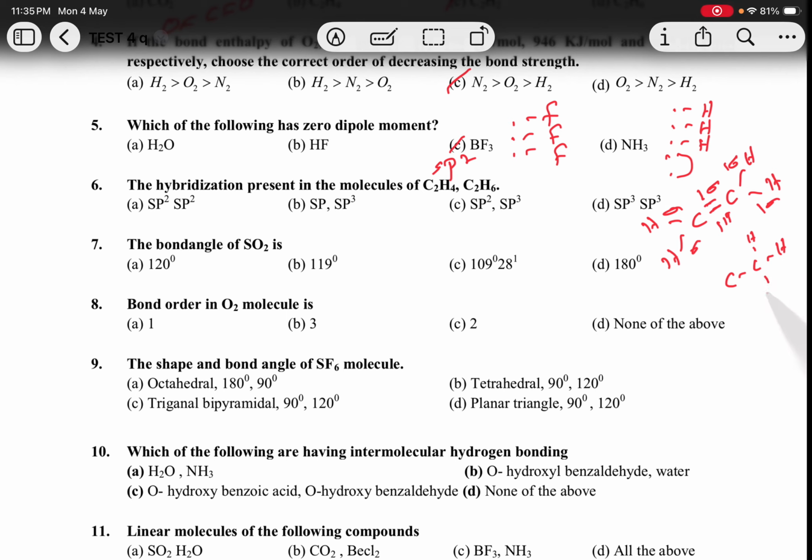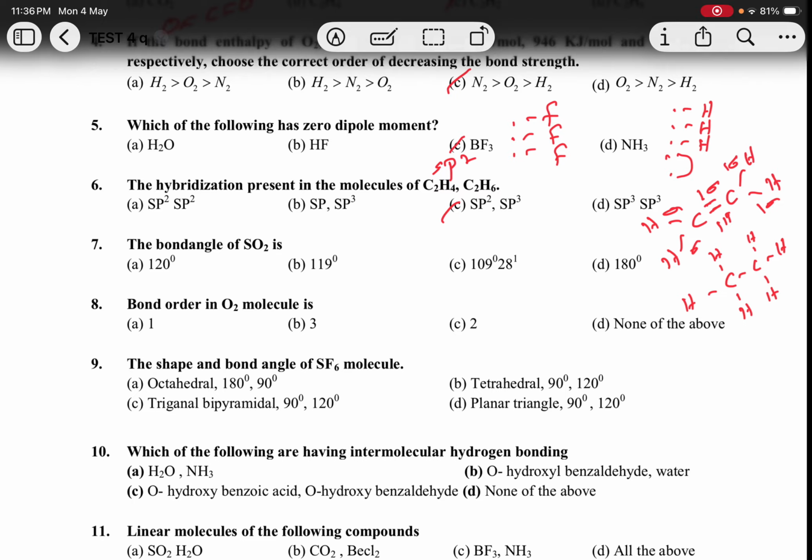So this is the structure of C2H6, or simply it is an alkane. Alkane contains all single bonds, so it undergoes sp3 hybridization. In the given options, sp2, sp3 are present in option C. So option C is the correct answer.